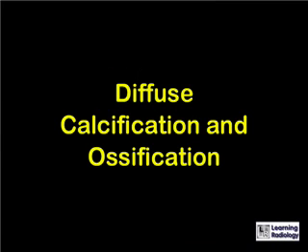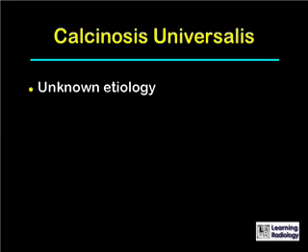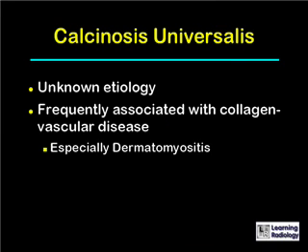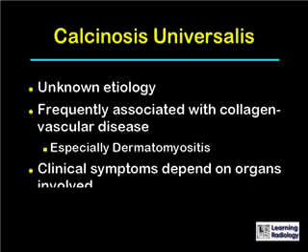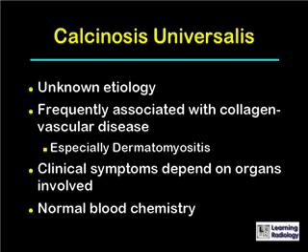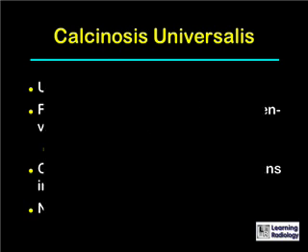Diffuse calcification and ossification. Calcinosis universalis has an unknown etiology, although it is frequently associated with collagen vascular disease, especially dermatomyositis. The clinical symptoms depend on which organs are involved by the collagen vascular disease, and there is usually normal blood chemistry associated with it.